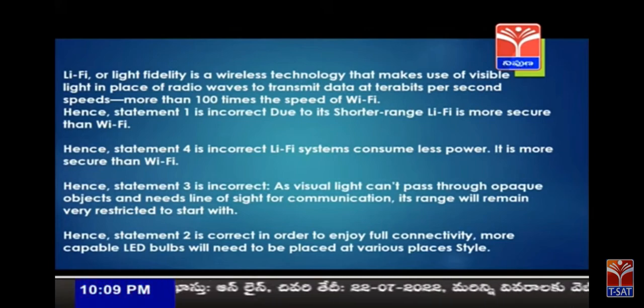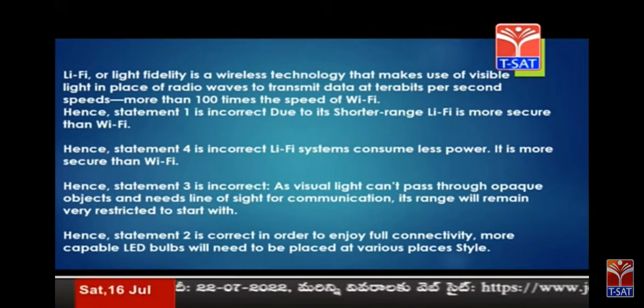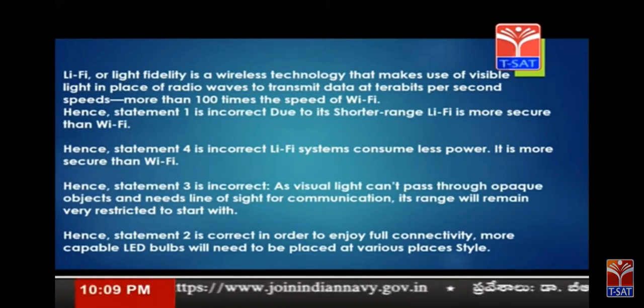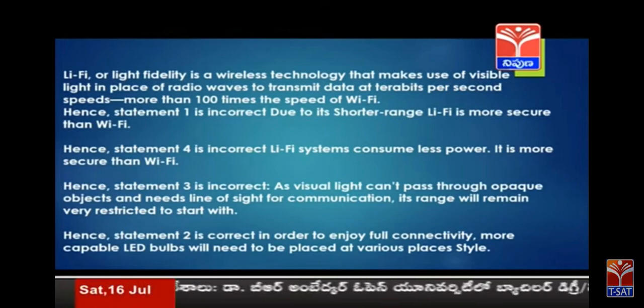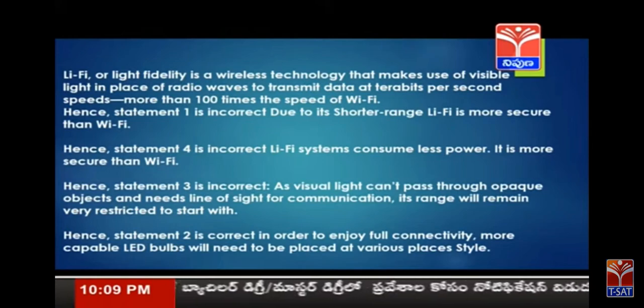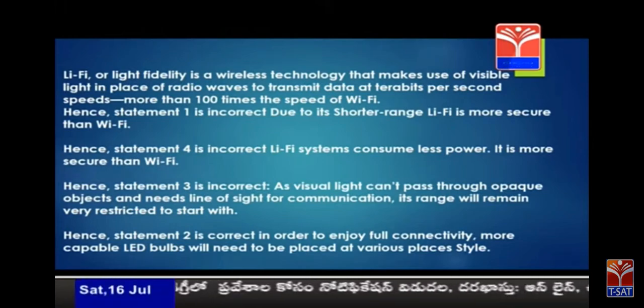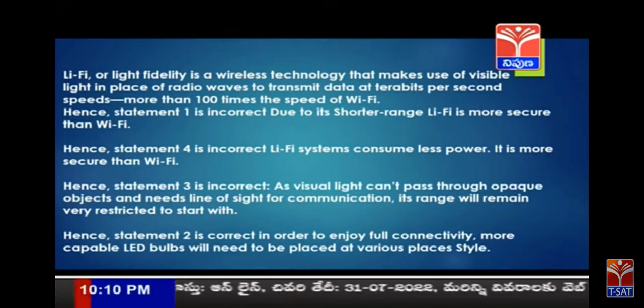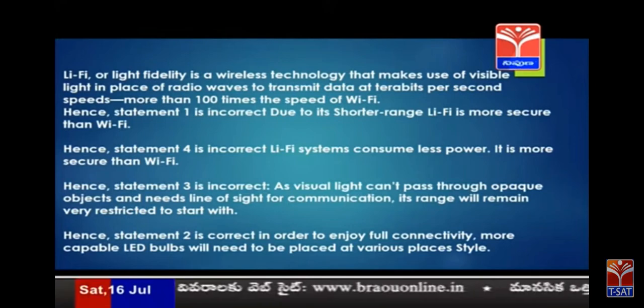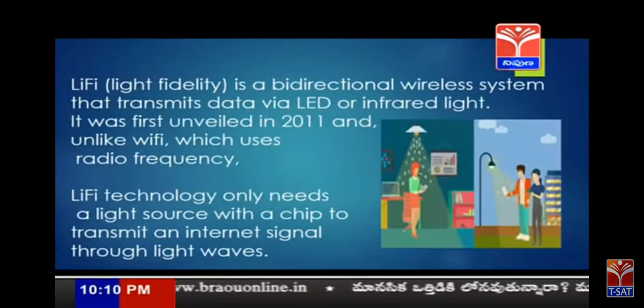And statement 3 is also incorrect, because visible light cannot pass through opaque objects and needs line of sight for communication, so its range will remain very restricted to short range. So statement 2 is correct. In order to enjoy full connectivity, more capable LED bulbs will need to be placed in various places. If you have the LED bulbs, that is more than enough to transmit our data.